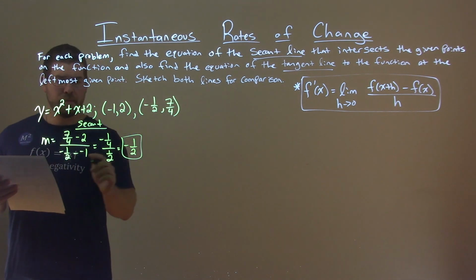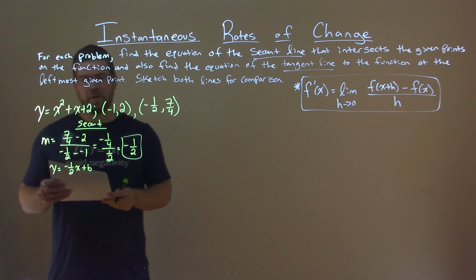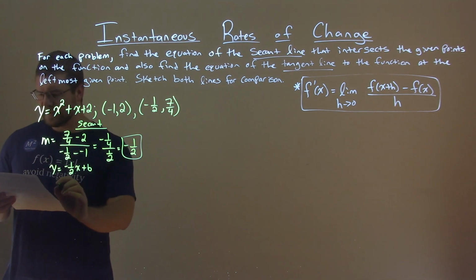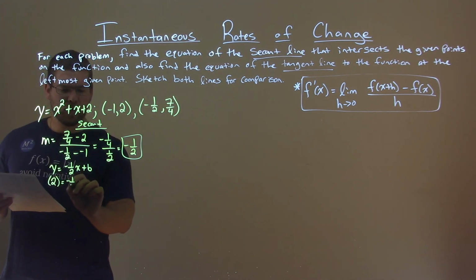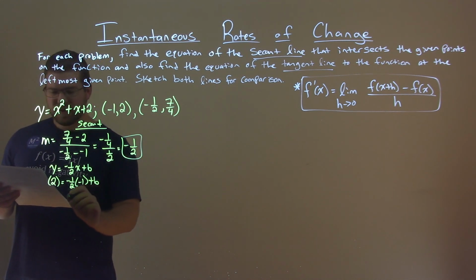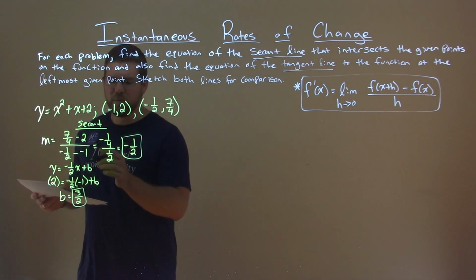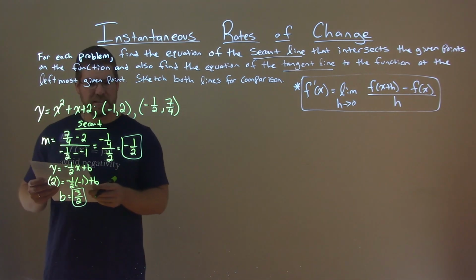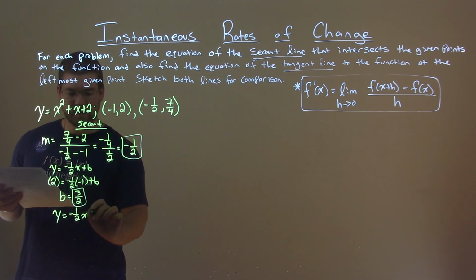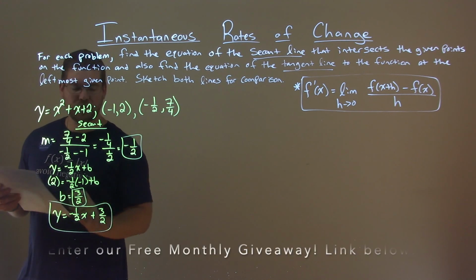Our formula is y equals mx plus b, so we have y equals -1/2 x plus b. Let's find the equation of the line. We can use the first point here, (-1, 2). I think it's the easiest. And this, again, is just algebra. 2 equals -1/2 times our x value, -1, plus b. And this comes out to be a b value of 3/2. I won't bore you with that part. So the equation of the secant line comes out to be y equals our slope, -1/2 x, plus 3/2, which is our b value. So that's the equation of the secant line.